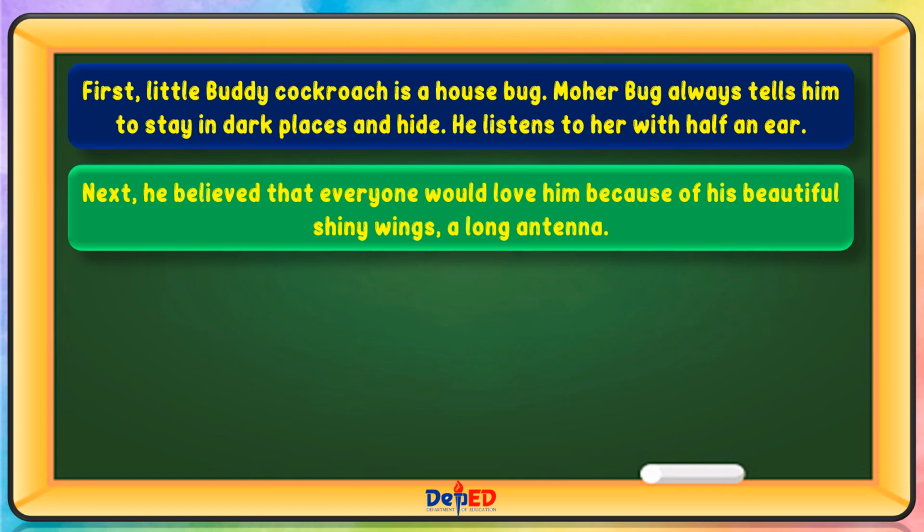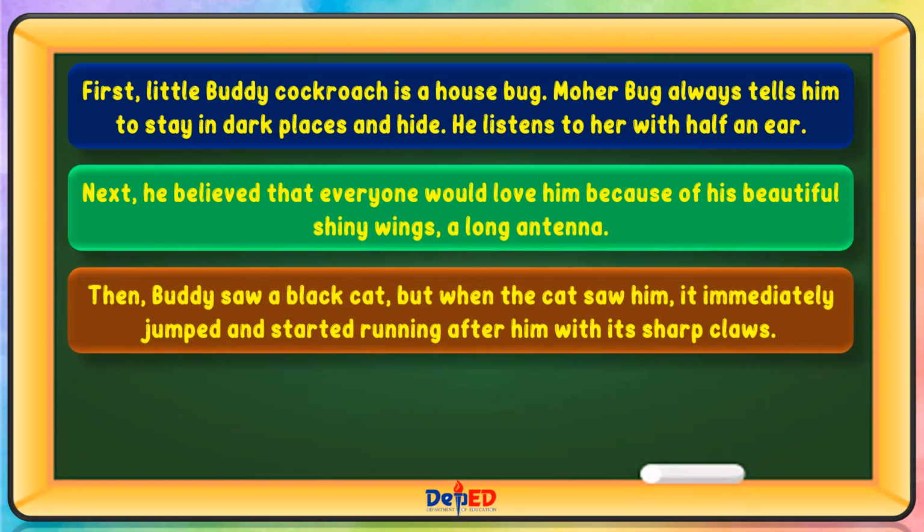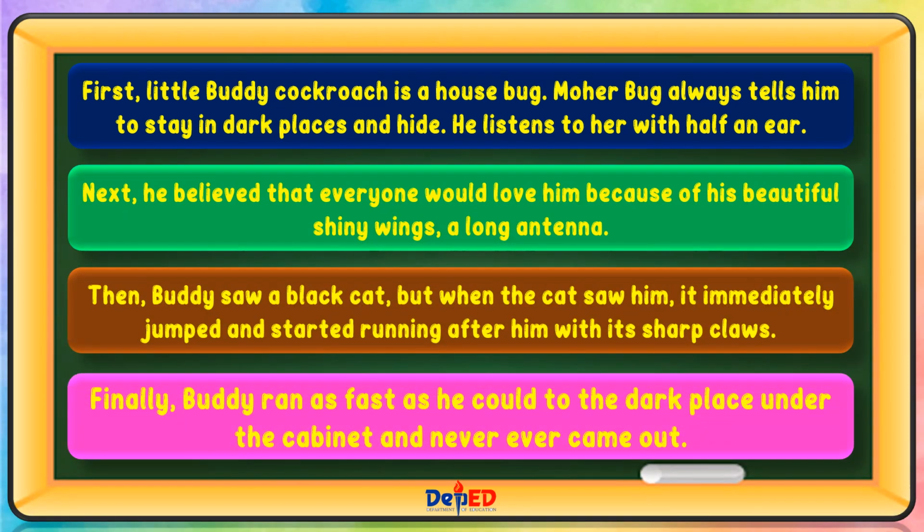Next, he believed that everyone would love him because of his beautiful shiny wings and long antenna. Then, Buddy saw a black cat, but when the cat saw him, it immediately jumped and started running after him with its sharp claws. Finally, Buddy ran as fast as he could to the dark place under the cabinet and never ever came out.